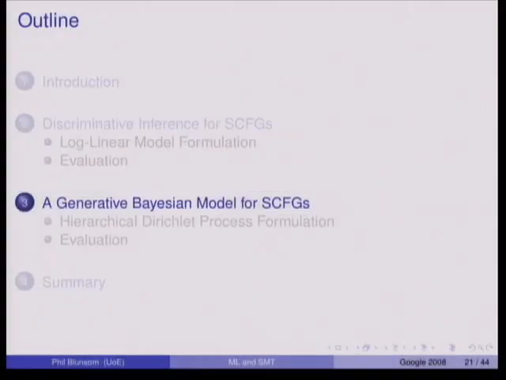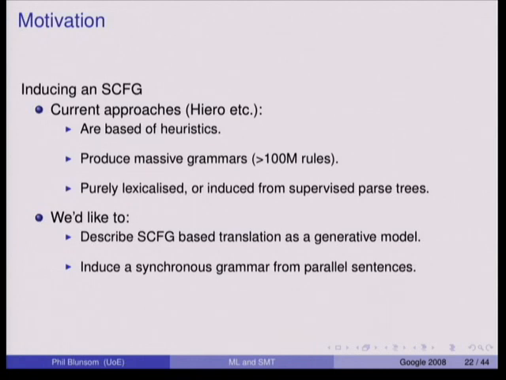So that's, so I presented the discriminative model. Now I'll move on to some work with a generative Bayesian model. What we'd like to do here is, as I said, in that previous model we were using the Hiero grammar, but really we'd like to be able to induce the synchronous grammars without having to rely upon word alignments and such things. So that's our end aim.